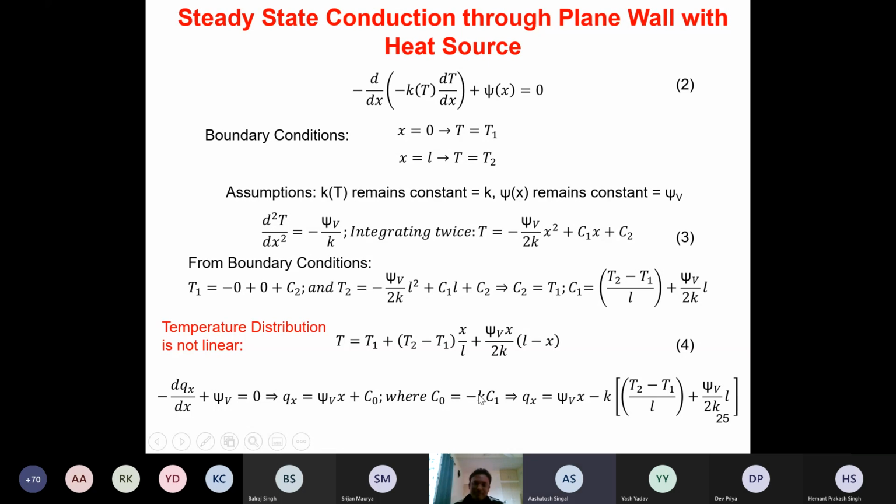In general, QX is decreasing only, but whenever there is a generation term, it could be increasing also. That is what I'm trying to say. And that is what this final expression is also showing. Correct?